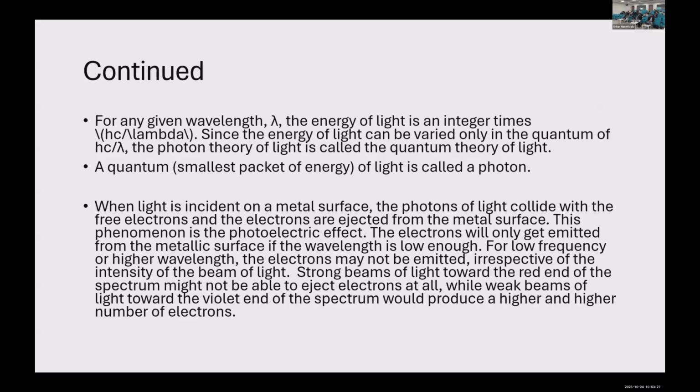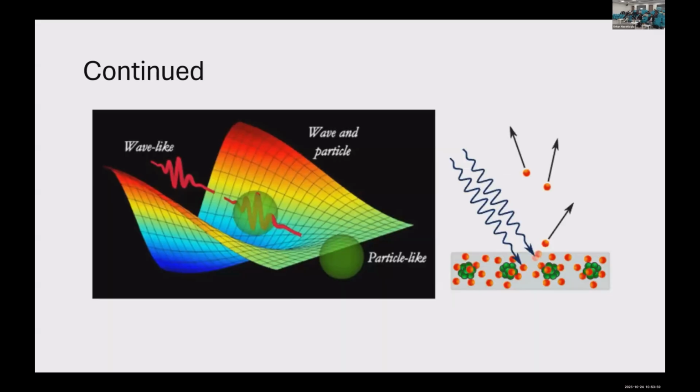This phenomenon is the photoelectric effect. The electrons will only get emitted from the metallic surface if the wavelength is low enough, right? For low frequency or higher wavelength, the electrons may not be emitted, irrespective of the intensity of the beam of light. Strong beams of light toward the red end of the spectrum might not be able to eject electrons at all, while weak beams of light toward the violet end of the spectrum would produce a higher and higher number of electrons. So, here it is. Assume this is our metal surface, and this is how the electrons can be ejected from the metal surface.